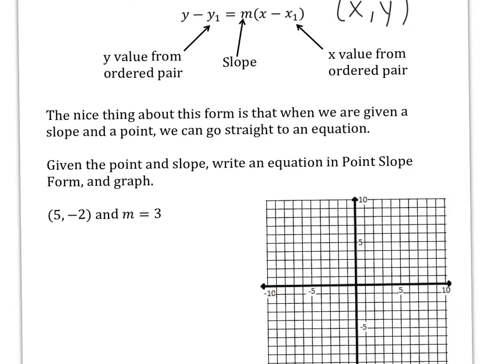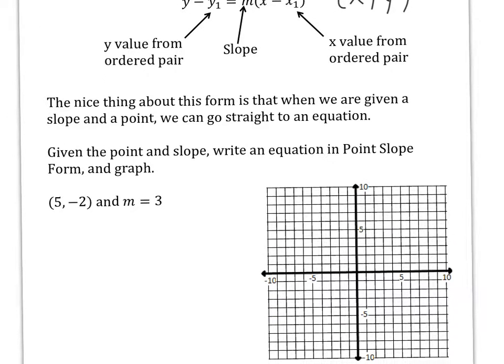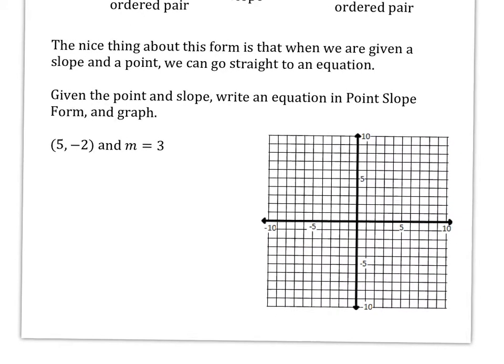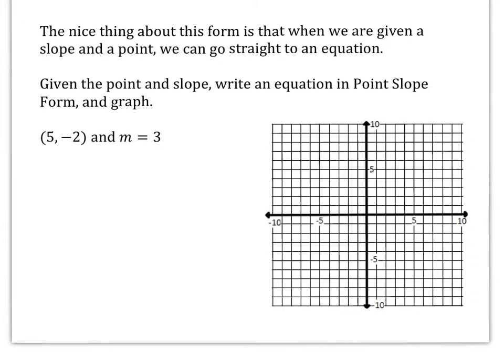The nice thing about this form is that when we are given a slope and a point, we can go straight to an equation. So it's really easy to plug in those values into the point-slope form, and then we'll be able to easily graph that line as well. So let's take a look at the first example. Given the point and slope, we'll write an equation in point-slope form and graph.